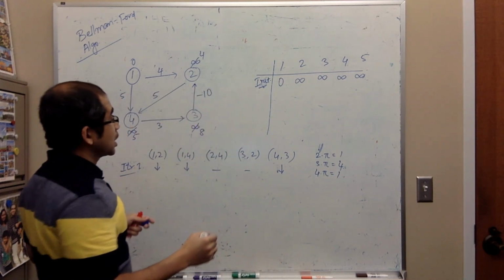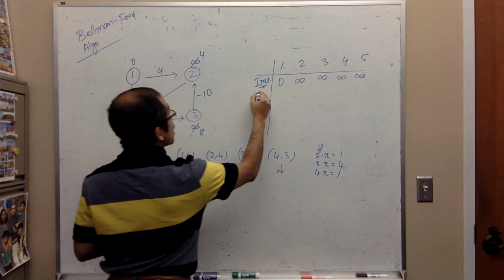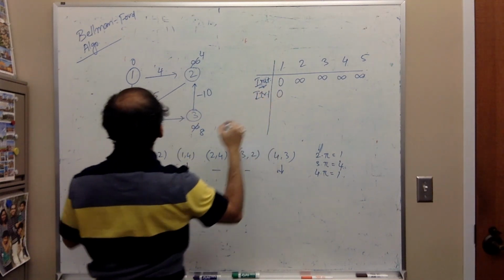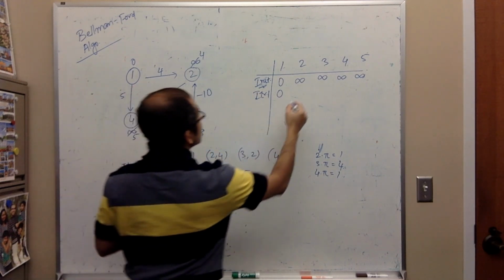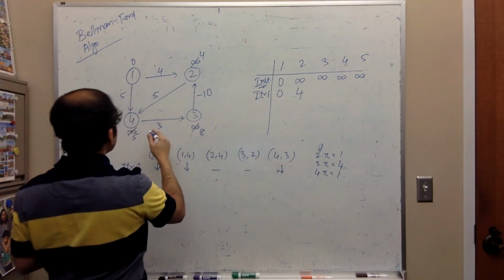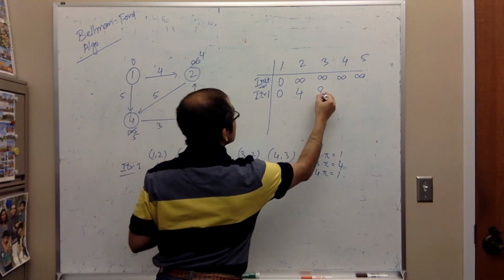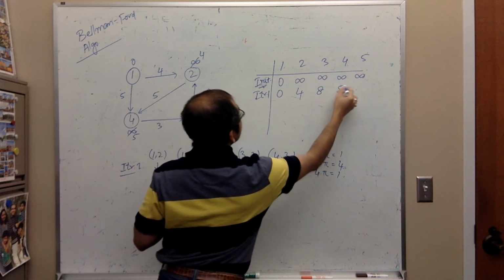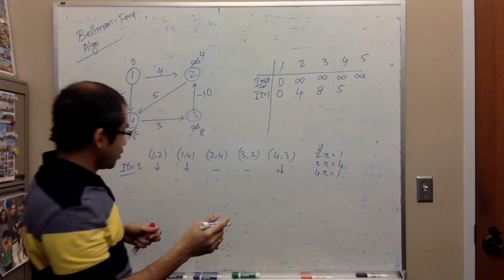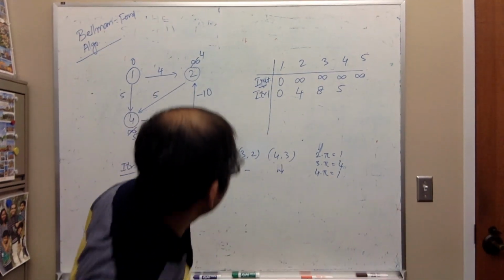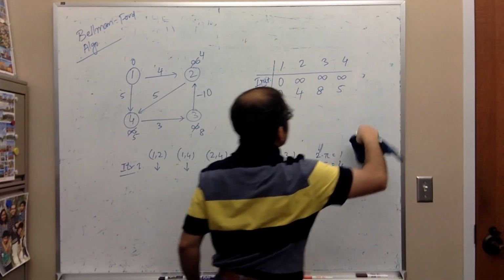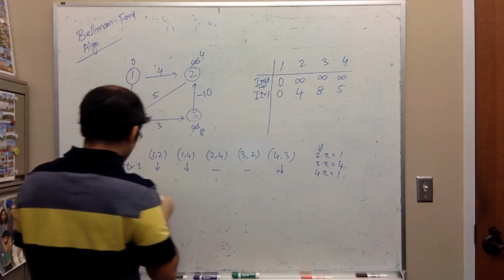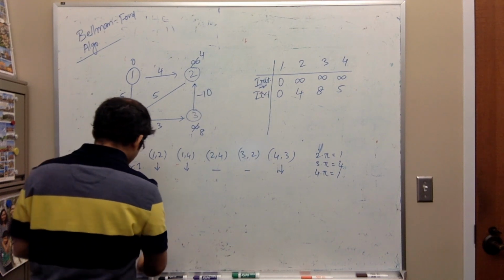So that's all at this stage, and at the end of iteration 1, the distance estimates are like this. 1 is 0, 2 is 4, 3 is 8, 4 is 5. There is not a fifth one. Maybe I mistakenly wrote there's a fifth vertex, but there is no fifth vertex. Okay, so iteration 1 is done. Let's go for iteration 2.